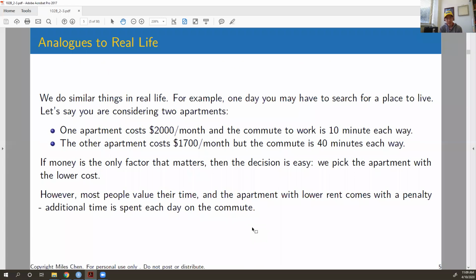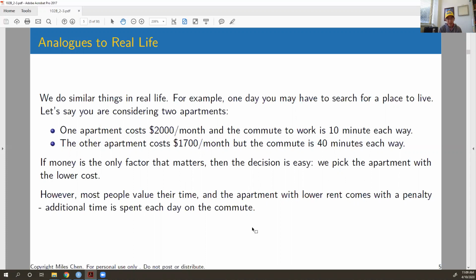So an analogy to real life is maybe one day you have to search for apartments. This is a silly example, I made up these numbers. Anyway, let's say there's one apartment you're considering. It costs $2,000 a month, and the commute to work is 10 minutes each way, right? So it takes you 10 minutes to get to work, 10 minutes to get back. You spend 20 minutes a day commuting.